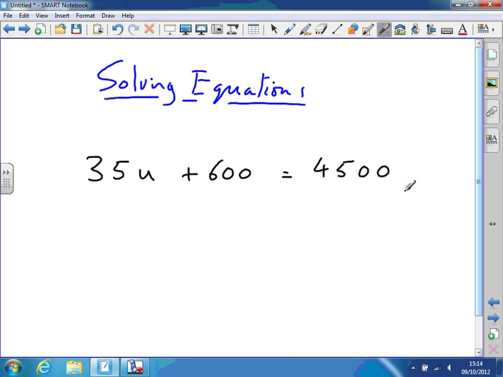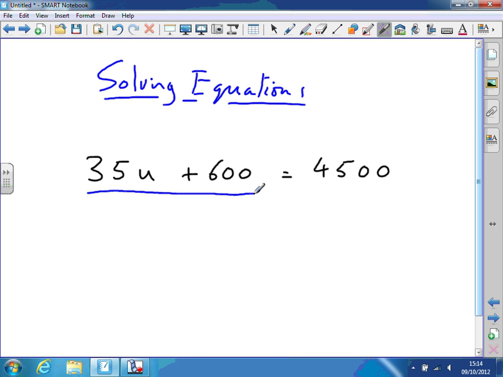How I solve it is in exactly the same way as you would rearrange a formula. Whatever I do to one side, I must do to the other. So if I'm going to add something to the left-hand side, I must also add it to the right-hand side to keep the equation balanced, and this equals means it's balanced. If I subtract something from one side, I must subtract from the other, and so on. Divide, multiply, square, whatever operation I do to one side, do to the other. And the point now is I'm going to try and get u on its own.